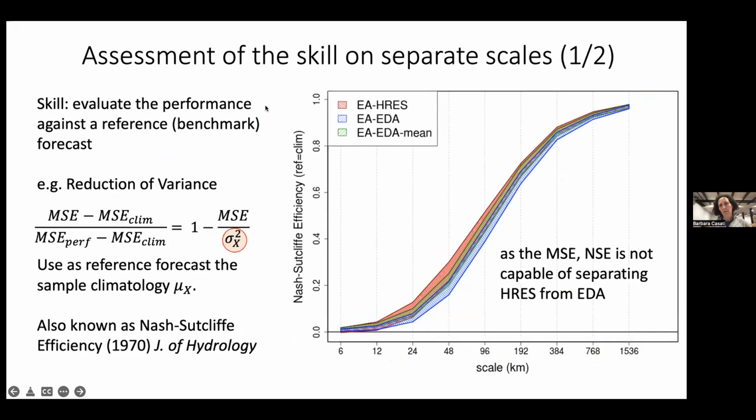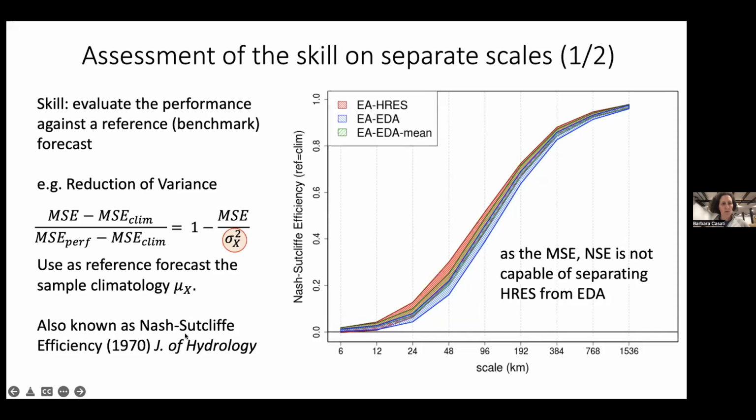So to reduce, say, this effect of the variability, skill scores are used, and usually it's the reduction of variance. It's the skill score that uses the sample climatology as the reference forecast. And the mean squared error of the sample climatology is essentially the variance of the observations. So when I calculate this score, the reduction of variance, I essentially normalize the mean squared error by the variance of the observations. So I reduce the variance weight.